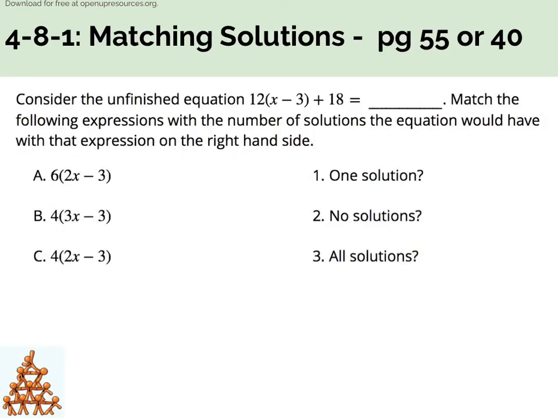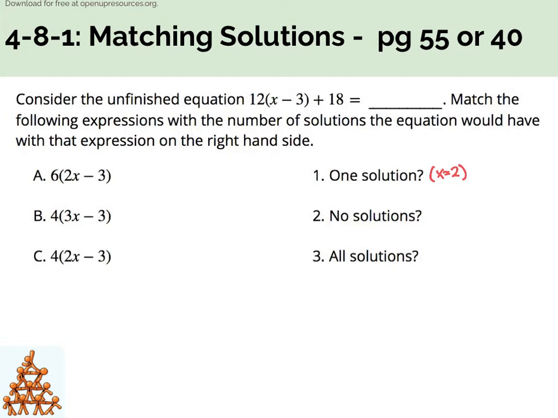All right, go ahead and turn to page 55 or 40. It should look something like this. It says, consider the unfinished equation 12 multiplied by (x minus 3) plus 18 equals blank. Then match the following expressions with the number of solutions the equation would have with the expression on the right-hand side. So you're trying to make a one solution, a no solution, and an all solutions. A one solution is something like, as an example, x equals 2. That is one solution. There's only one solution that will make that equation true on both sides.